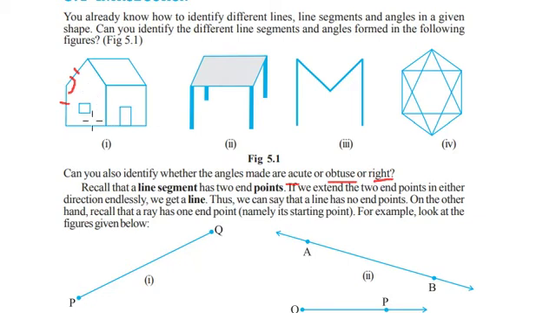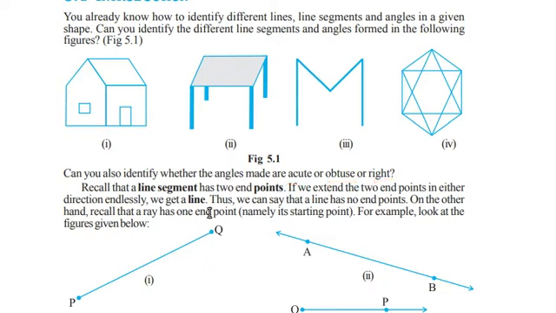When we consider these two lines, the angle between them is 90 degrees. So these two lines are right angled. When we consider these two lines, the angle between them is less than 90 degrees. So this is an acute angle.